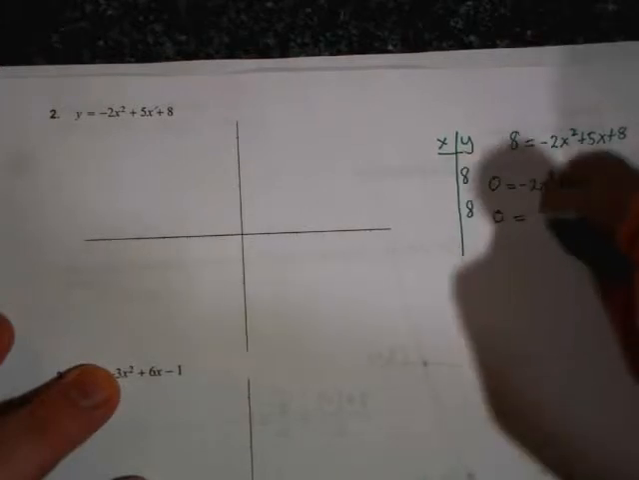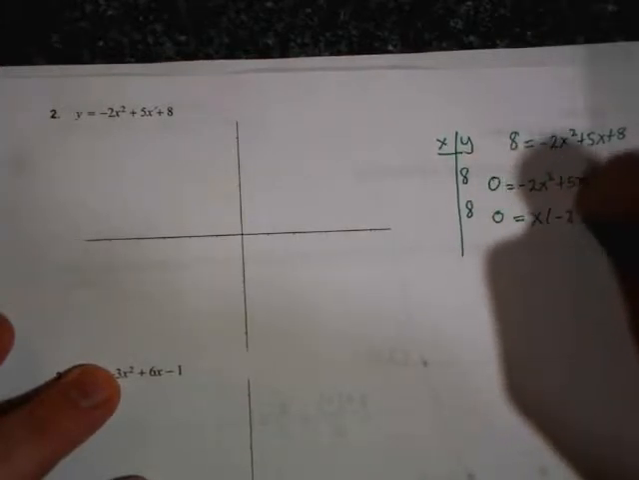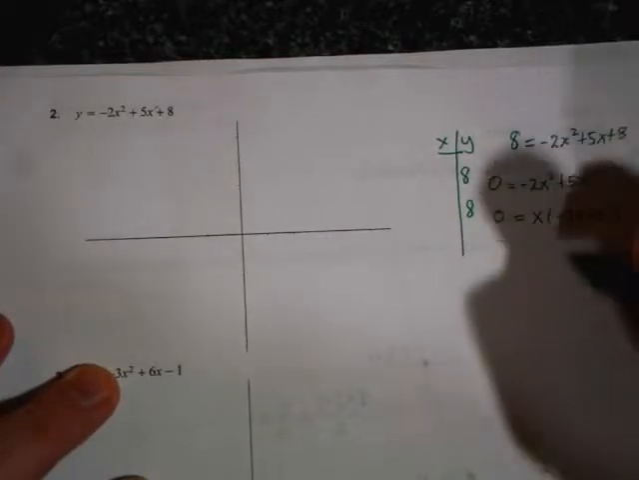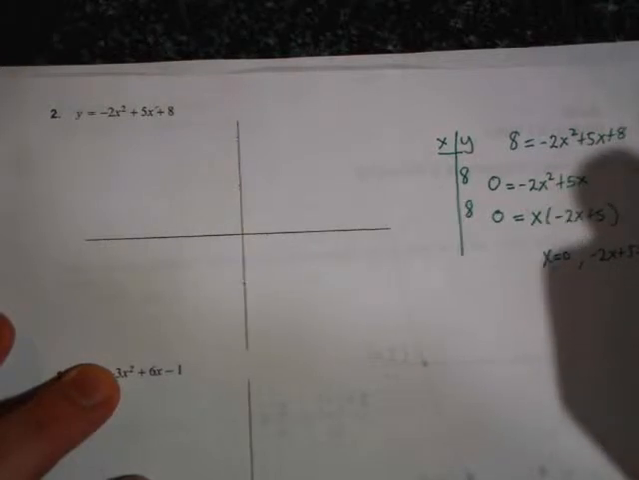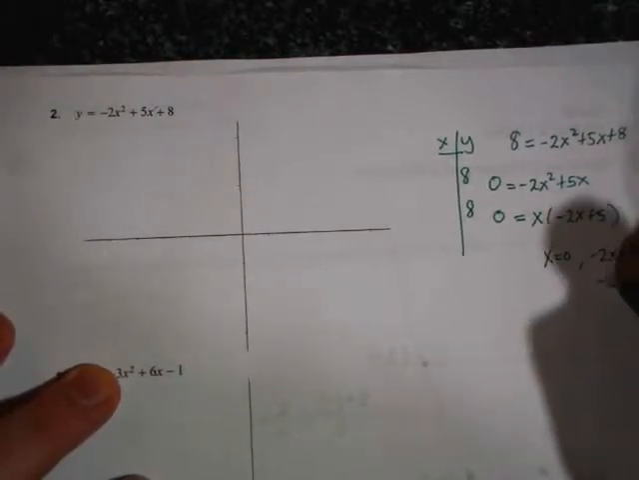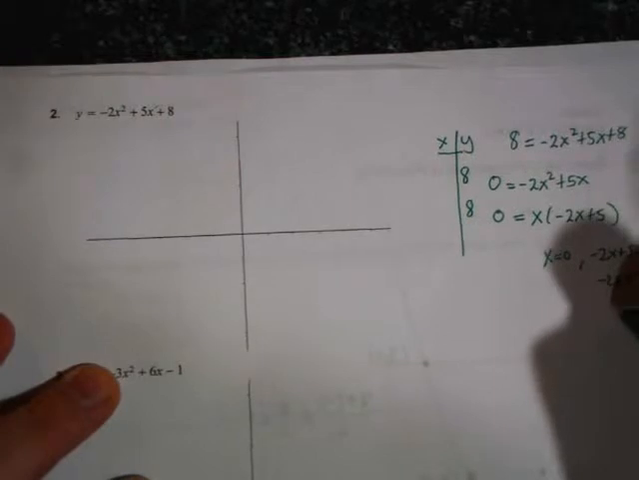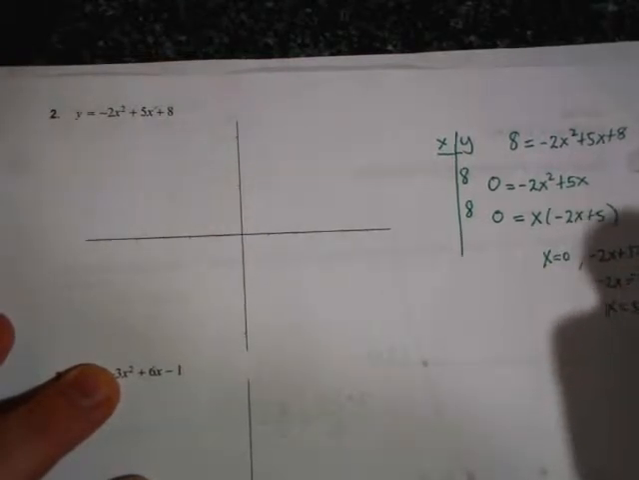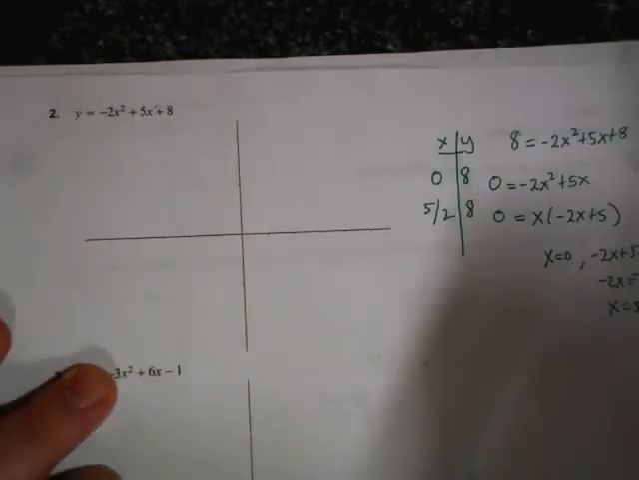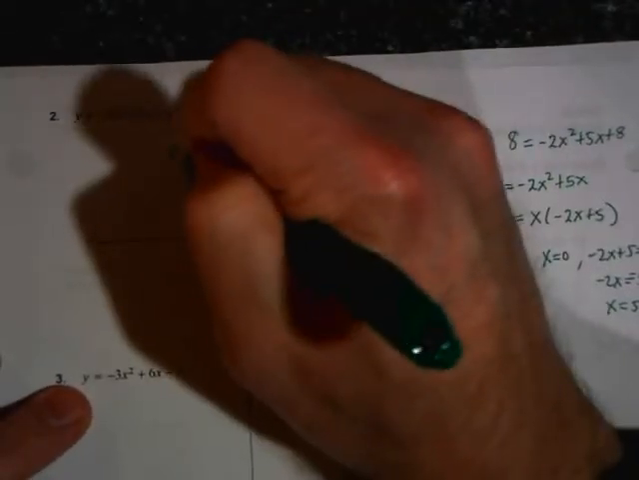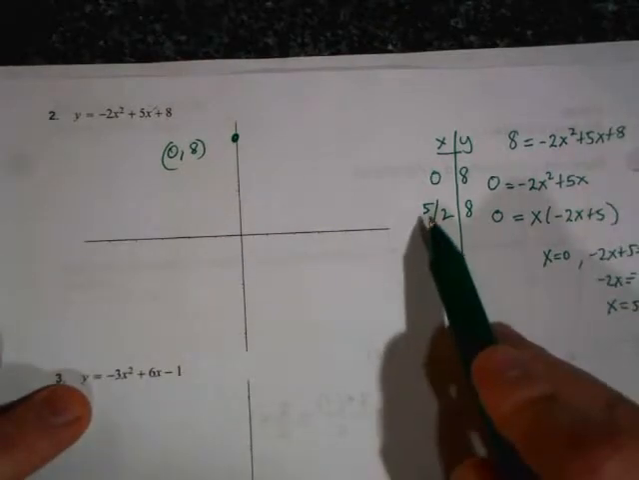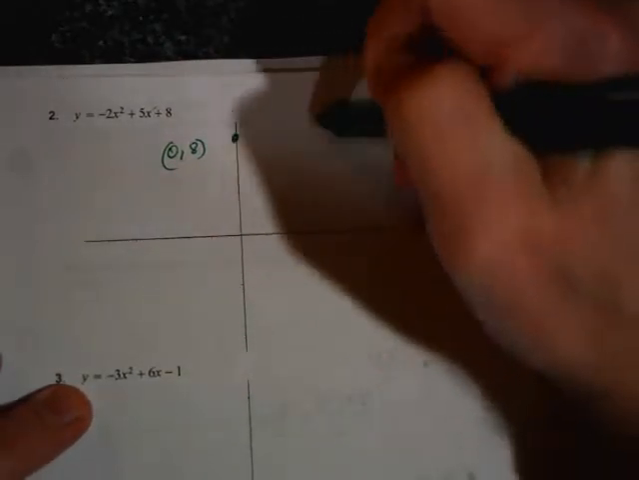We know we can always take out a GCF of x. Minus 2x plus 5. So we're going to get x equals 0. And we're going to have minus 2x plus 5 equals 0. We're going to subtract the 5. Divide by the negative 2. X equals 5 halves. Alright, so we have our 2 answers. 0 and 5 halves. Yes, sometimes you do get fractions. We'll have to live with it. So we're going to mark 0, 8. 5 halves, that's 2.5. So right about there.